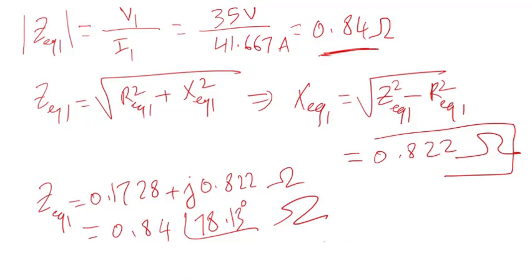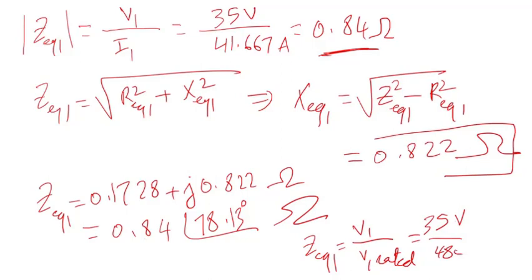If you want the impedance in per unit, the Z equivalent 1 is equal to V1 that was measured divided by V1 rated of the winding that was applied. We applied the test to it. We measured 35 volts divided by 480 volts. So this is equal to 7.29%. So that's how you do the calculation. So that's for the short circuit.